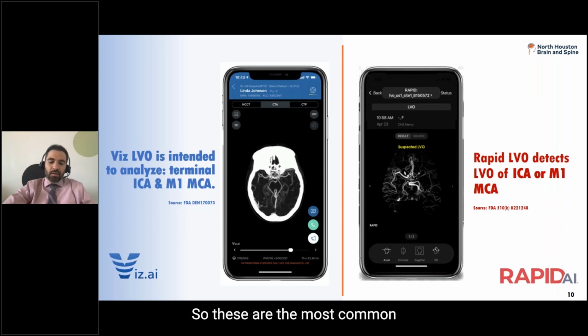These are the most common commercially available AI in the market nowadays, Viz and Rapid. As we know, they're FDA cleared and intended to detect occlusions in the M1, MCA, and ICA.